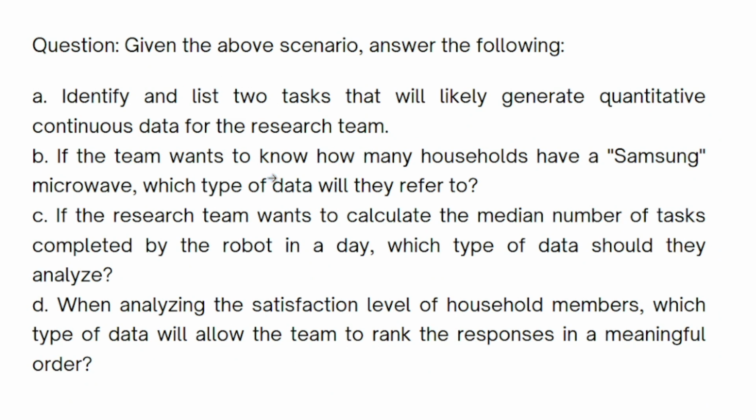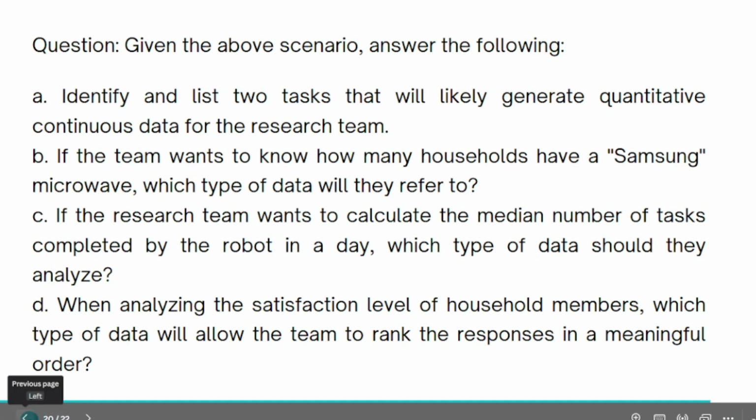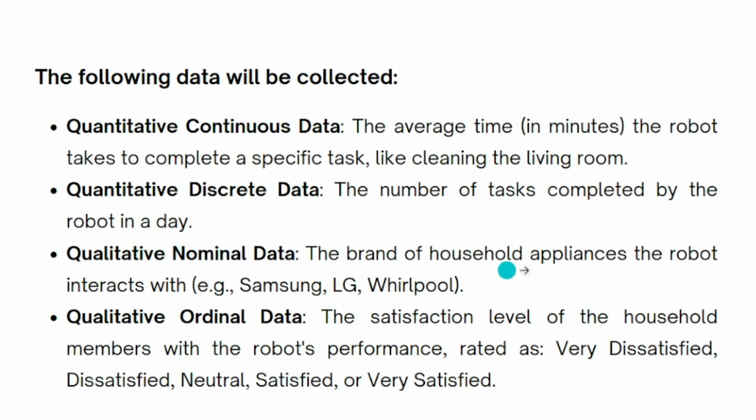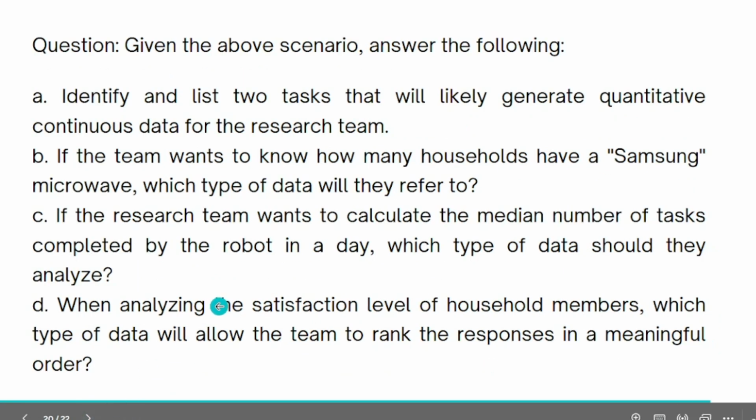So the second question is, if the team wants to know how many households have a Samsung microwave, which type of data will they refer to? They will refer to the qualitative nominal data, which indicates the brand of the household appliances. So here you have a nominal data, the brand of the household appliances to which the robot interacts. So that can give an information about how many households have a Samsung microwave. So usually they refer to a nominal data in this particular case.